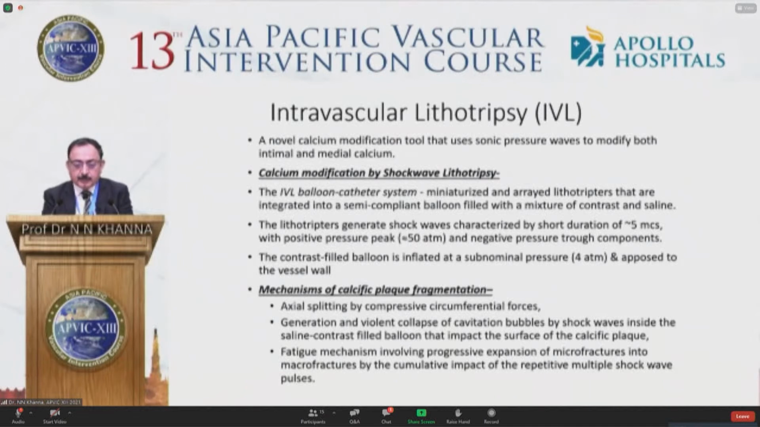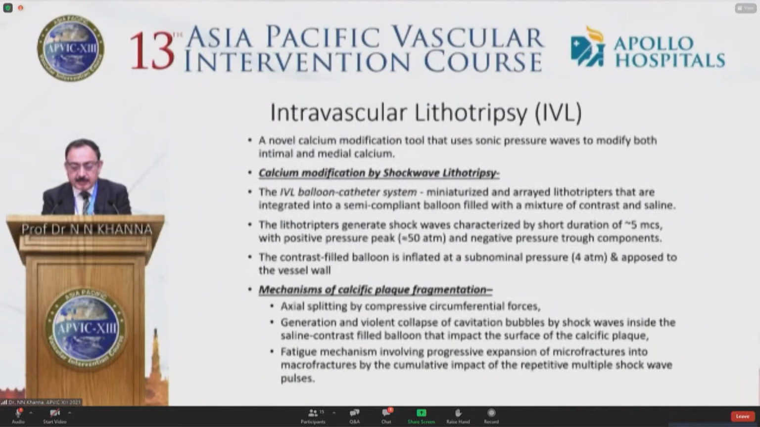Now, how it works: it's a novel calcium modification tool that uses sonic energy waves to modify both intimal and medial calcium. It generates shock waves characterized by short durations of 5 microseconds and positive peaks of about 50 atmospheres and negative troughs of the same magnitude. A contrast-filled balloon is inflated at suboptimal pressures just to oppose these emitters to the vessel wall.